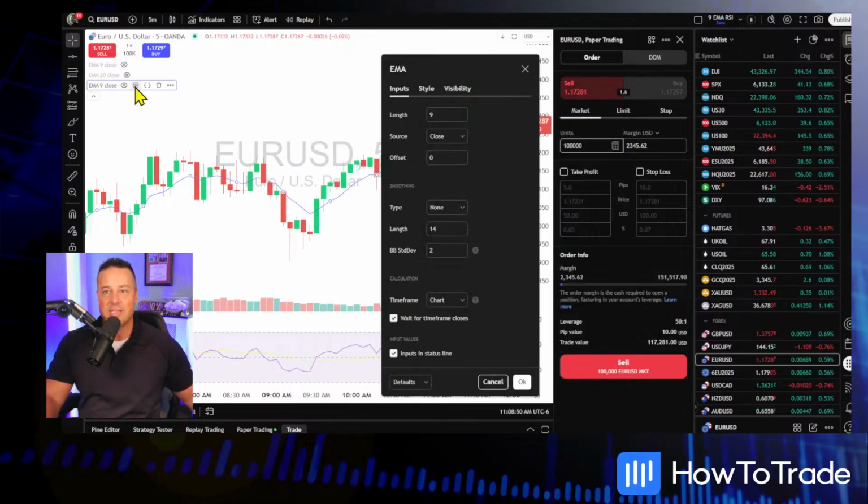Then right there, you're going to pull your settings up. Your inputs right there is going to be your length, 9. Our source is going to be the close. The last price of the pricing bar is what we want to base our EMAs on. That's going to be the close. Don't worry about smoothing. Don't worry about any of this other stuff. 9 EMA close.